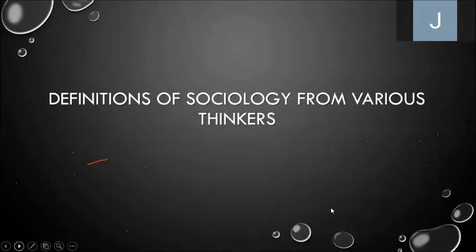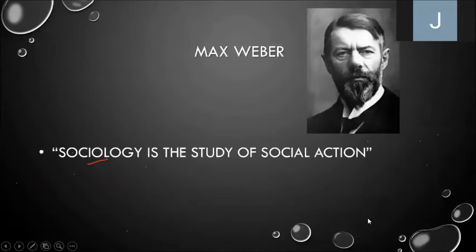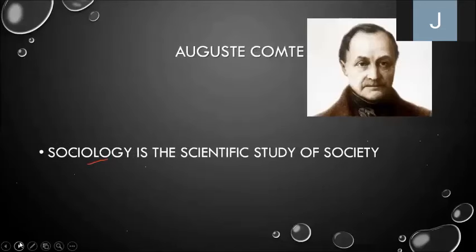First, we have Max Weber. So according to Max Weber, sociology is the study of social action. So in other words, how we act in our society is what we call also as sociology. Then we have also Auguste Comte. So according to Auguste Comte, sociology is the scientific study of society.